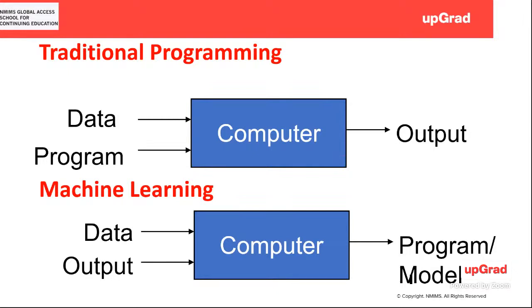So that is the core difference. In traditional programming, data and a program are the input, and the output is your program output. Here, you give your data and output, and you get a program or model. So this is about machine learning, its use cases, and its types like supervised, unsupervised, or reinforcement learning, right?